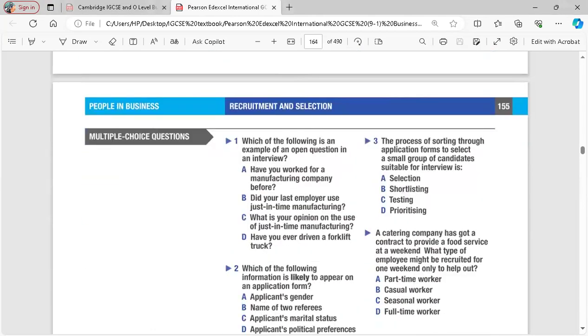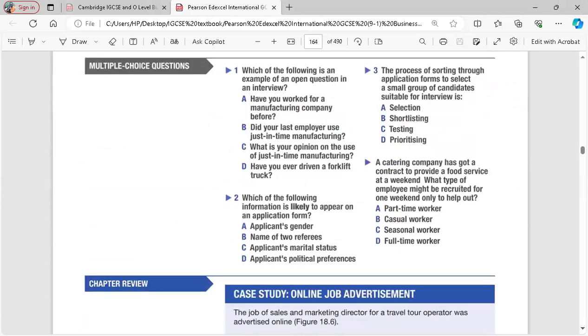So we'll go to the multiple choice questions. The first one says, which of the following is an example of an open question in an interview? Let me explain what an open question is. An open question is a question that allows you to give your opinion about the answer.